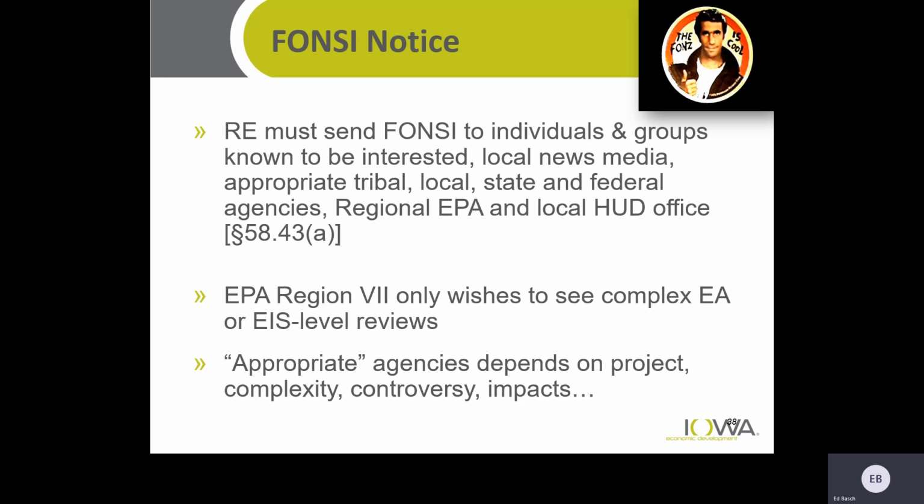Now, EPA Region 7 only wishes to see what they call complex environmental assessments, or EIS level reviews. You may just call them and ask them, if you have a project, if it's something of interest to them. I can't speak to this 100%, but I think most water and sewer projects are not going to be of interest to the EPA regional office. But again, you can check and see, or just send it to them. If they don't want it, they'll probably tell you, don't bother us with this kind of project again. Appropriate agencies depends on the project, the complexity, any controversy, specific impacts, and so on.